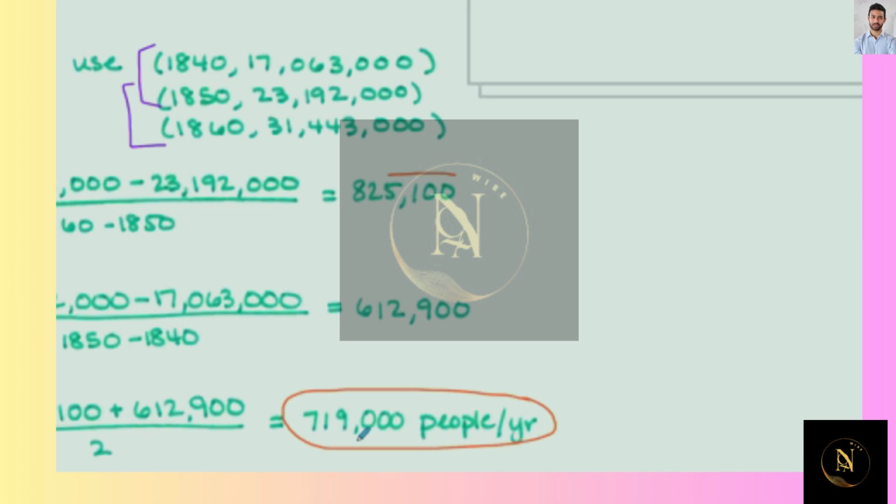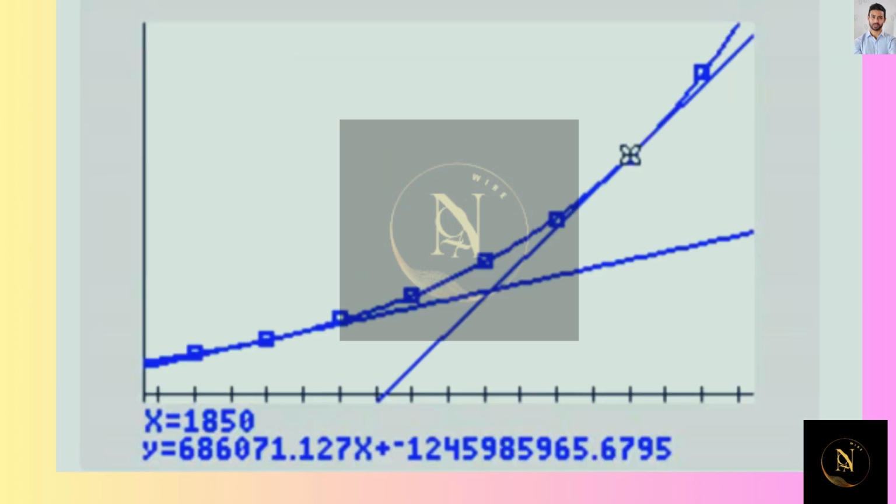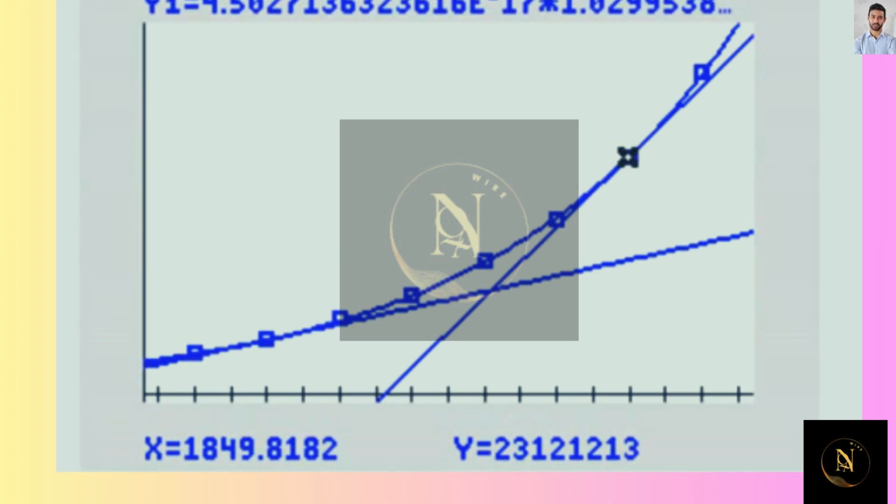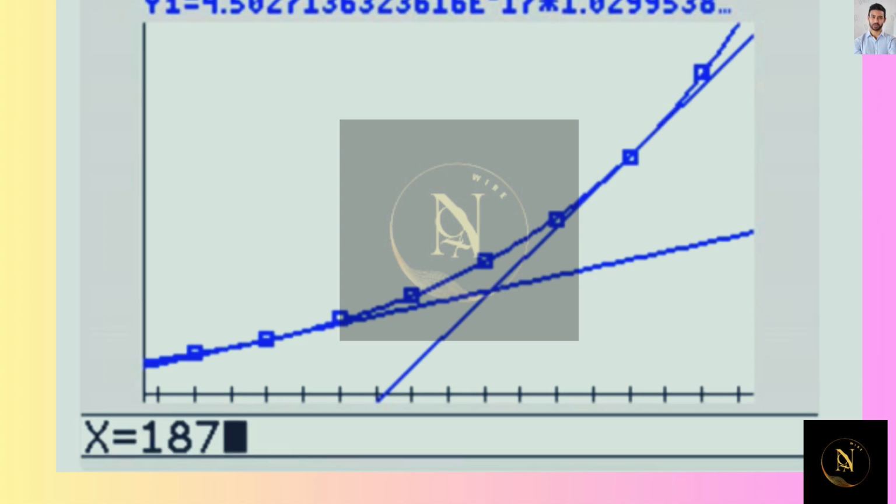Okay, now for part D. Let's predict the population in the year 1870. So we go back to the calculator, and we press Trace, and then we use the down arrow to make sure that our cursor is actually on the curve, not the scatter plot. So notice if I move left or right, it moves along the curve. And what we can do is type in the number 1870 and press Enter.